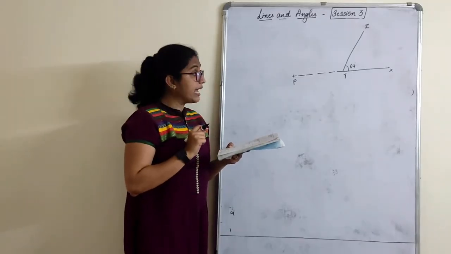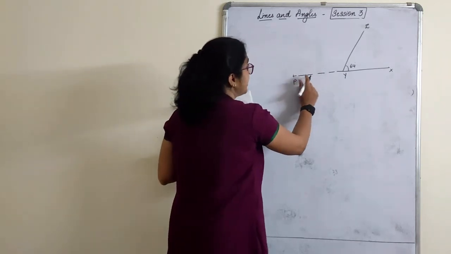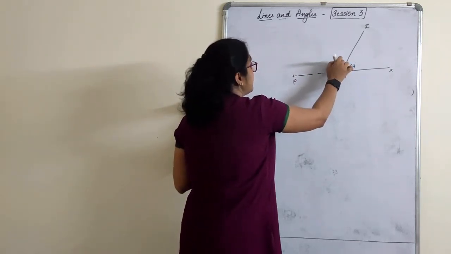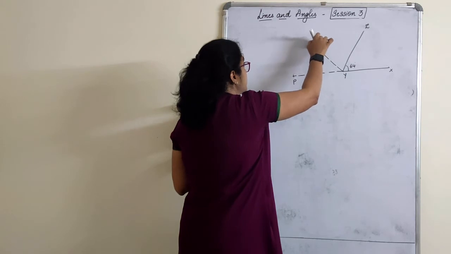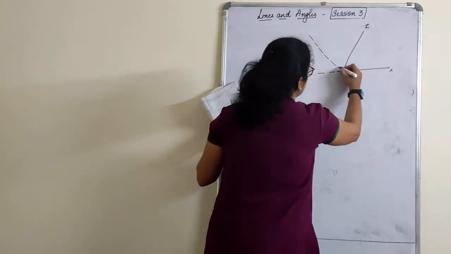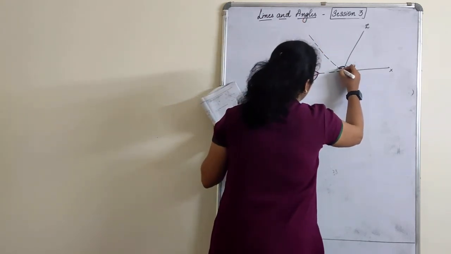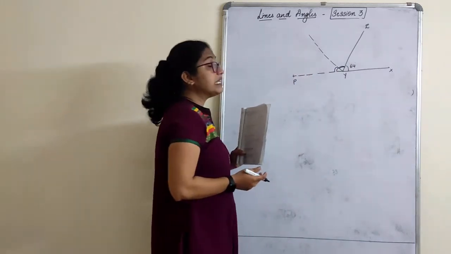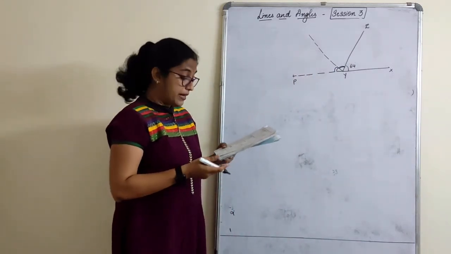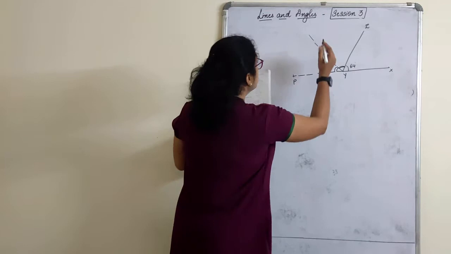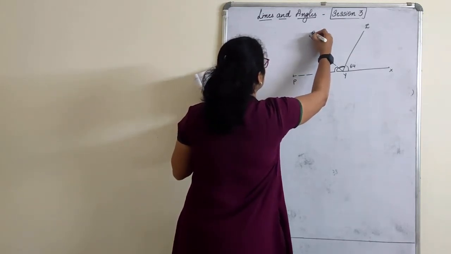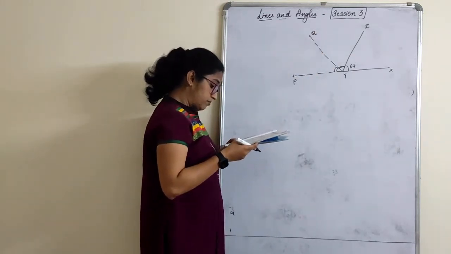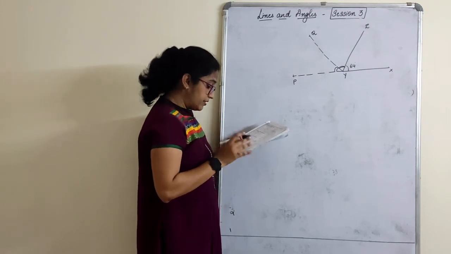If ray YQ bisects angle ZYP. What do you mean by an angle it is bisecting? If a ray is bisecting, it means this angle and this angle are equal. Right? That's an angular bisector, what we call. So that is Q. YQ bisects, yes, we have written.